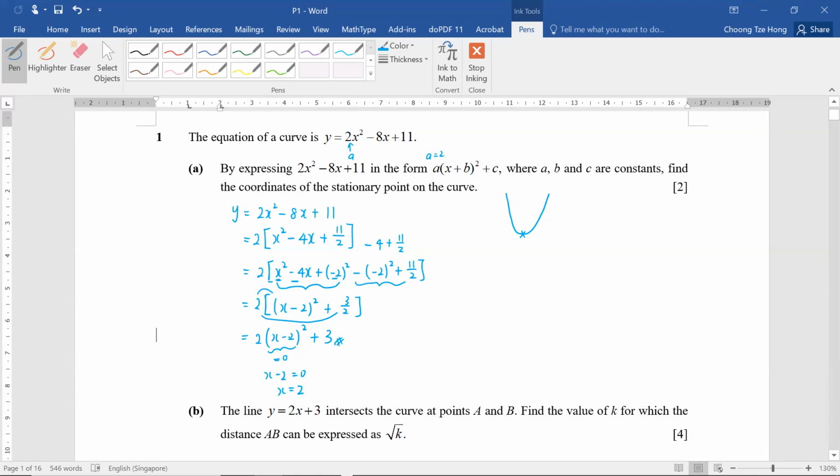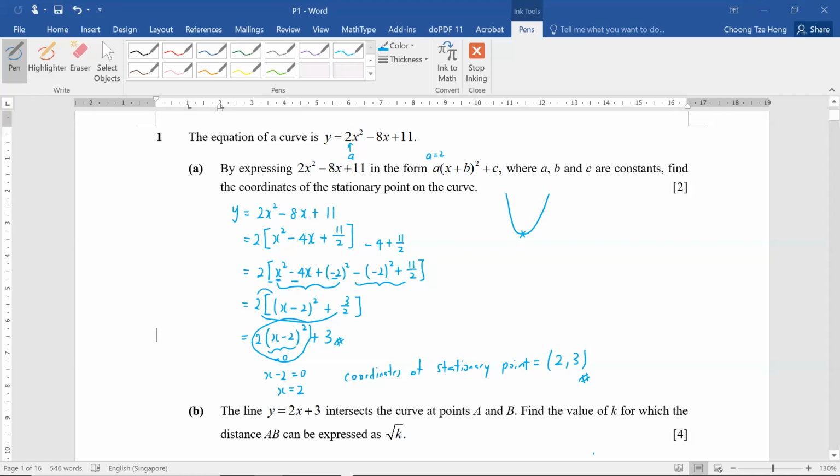And then when x is 2, this whole thing becomes 0. Then the y value will be 3. So the coordinates of the stationary point will be 2 and 3. The advantage of expressing a quadratic expression in the completing the square form is that you can tell the coordinates of the stationary point very easily.